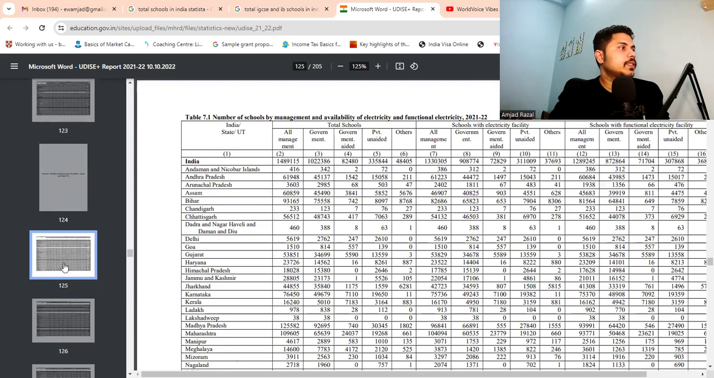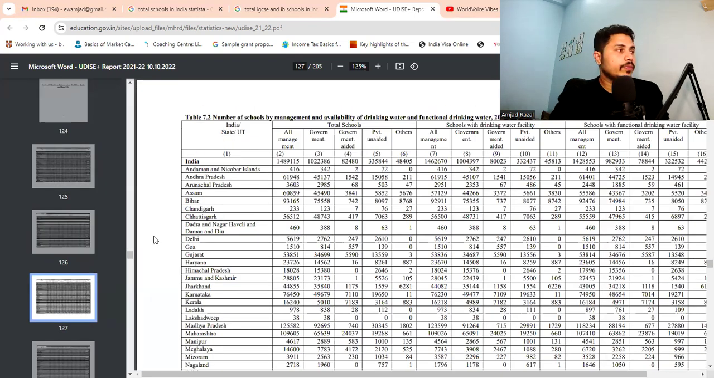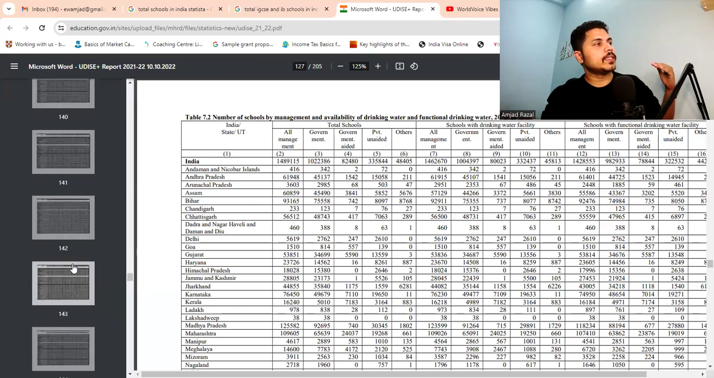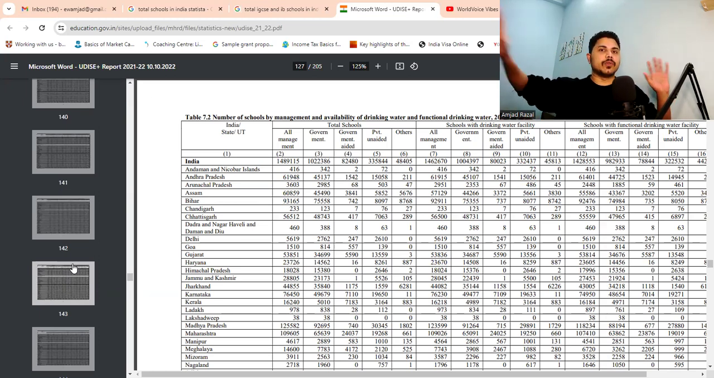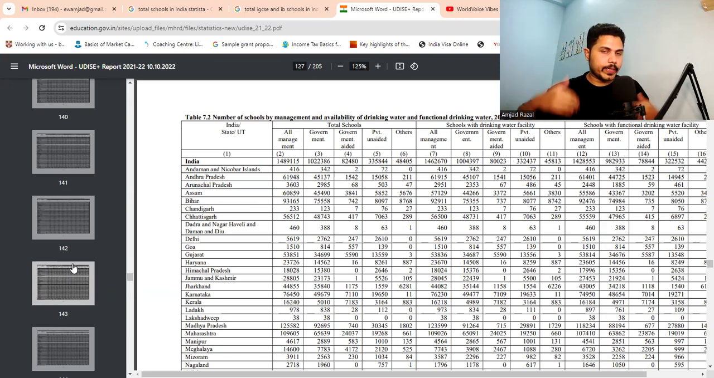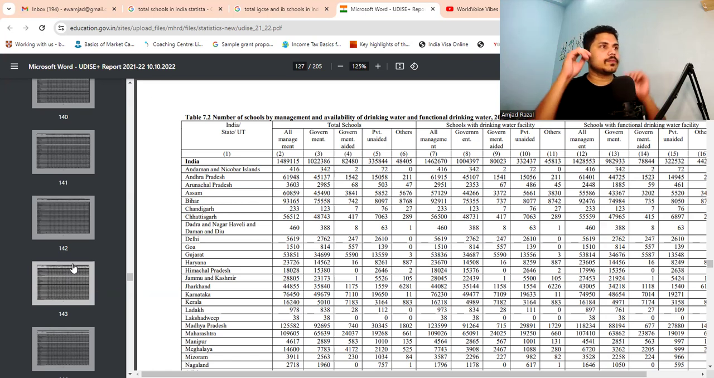This is about electricity and functionality, then the same thing for drinking water facility, and just like that we have all the other facilities and that particular data very thoroughly, not just one figure. Okay, 98% schools have electricity, no, we don't want to look into that figure. We really want to understand out of all the states exactly how many states have electricity, what is the percentage. All 29 states, their data, this is the document.